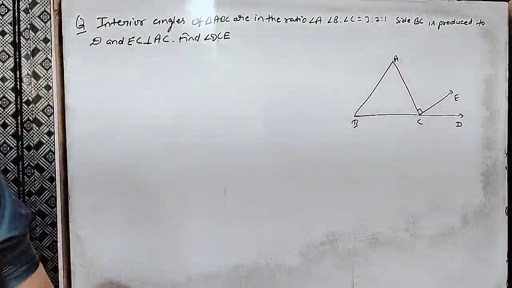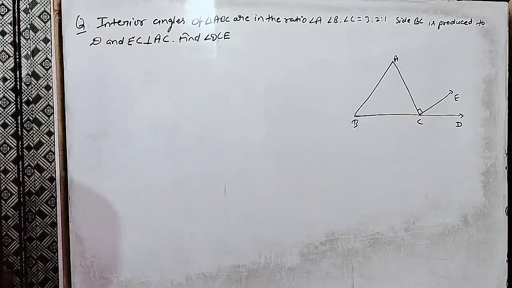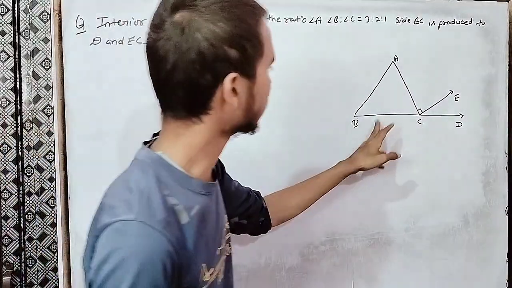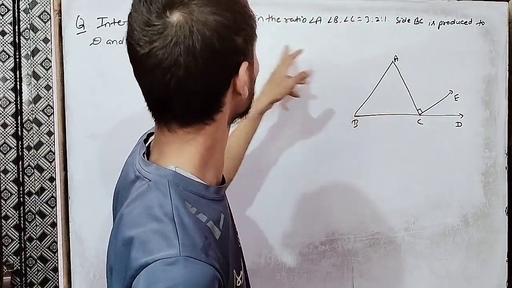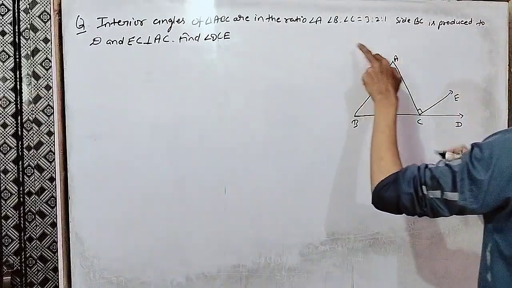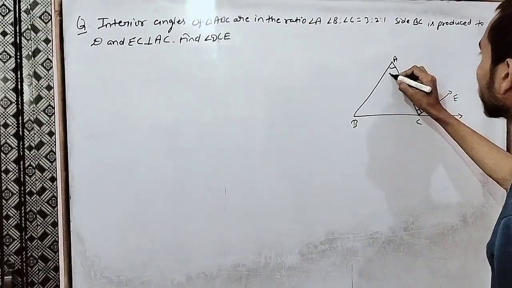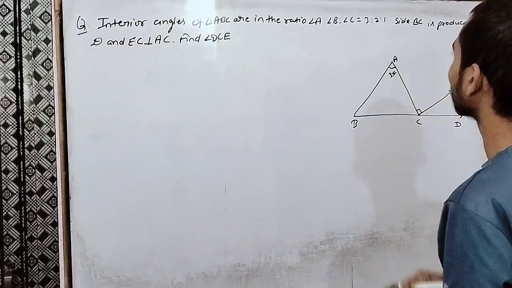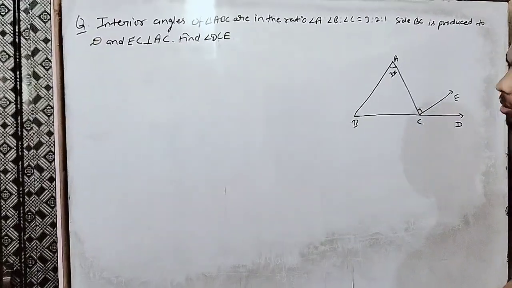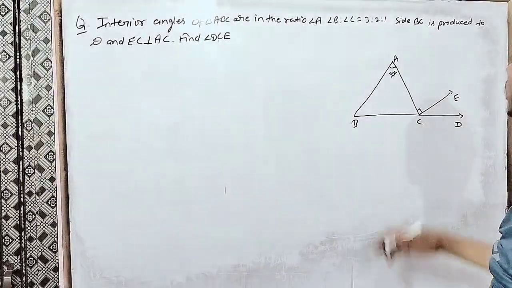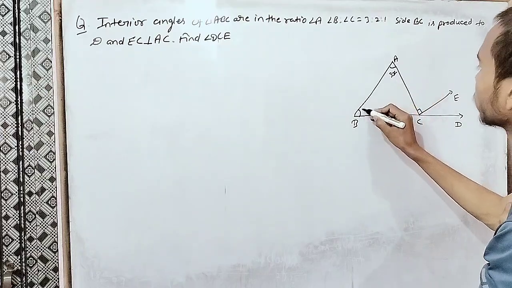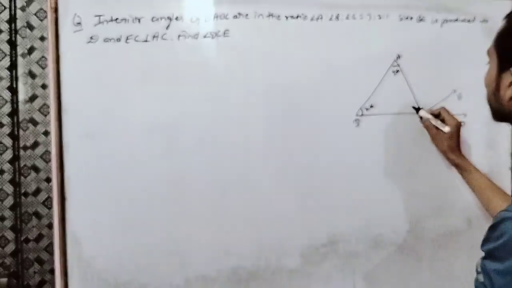This is the figure. The interior angles of a triangle are in the ratio, angle A, angle B, and angle C as 3 to 2 to 1. Here we have ratios, that's why we will apply x. Because we don't have the exact value of this angle A, we take 3x, this is 2x, and this is x only.